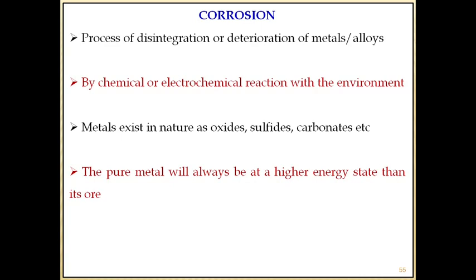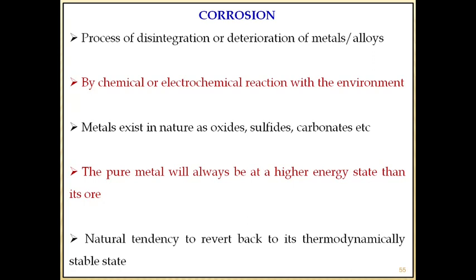Every system in nature wants to be in its lower energy state. So metals also want to be in their lower energy state. So there is a natural tendency to revert back to its thermodynamically stable state. That means the pure metal will be getting converted into its stable state, that means in the compound form. The metal has the tendency to revert back into its compound form, and that is the basic reason behind metallic corrosion.